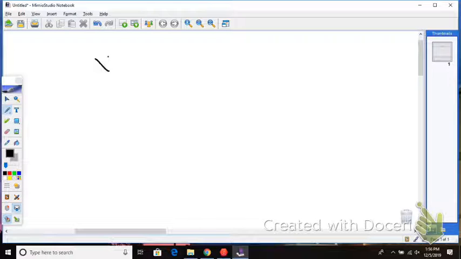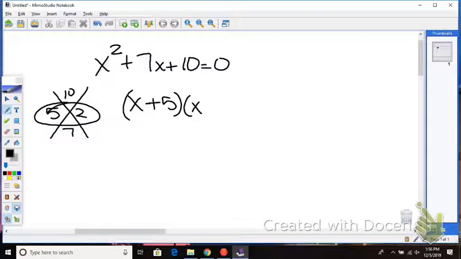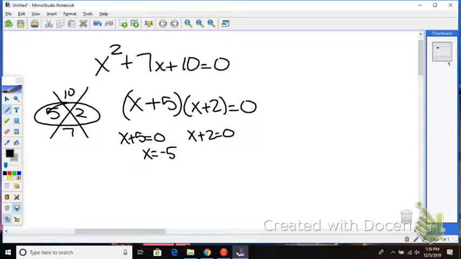Sounds good. Okay, so x squared plus 7x plus 10. A times C is 10 and B is 7. So what two numbers? 5, 2. Because we can do our shortcut, we can jump right to x plus 5, x plus 2. Then what do I need to do with each factor? Set them equal to 0 and then subtract. So I have x plus 5 equals 0 and x plus 2 equals 0. So I get x equals negative 5 and x equals negative 2.